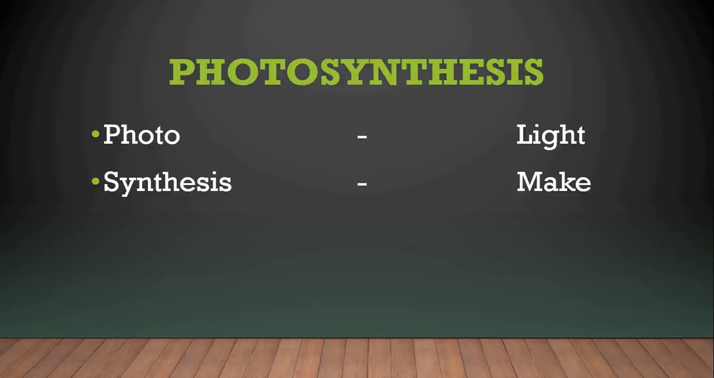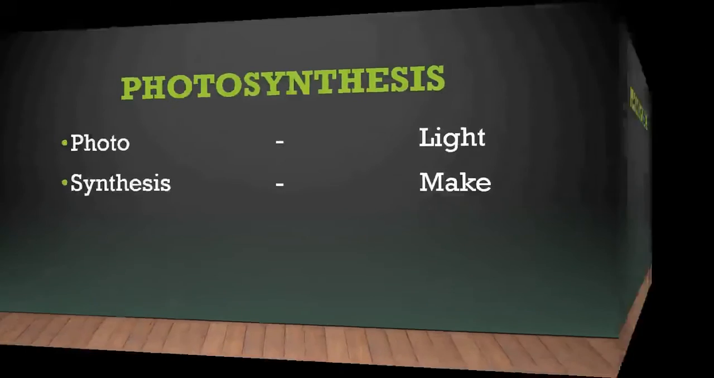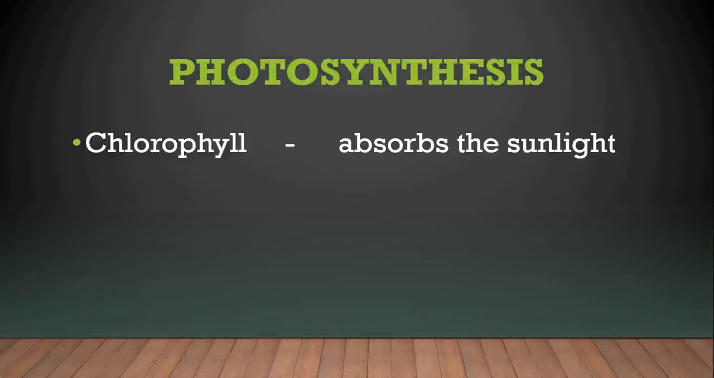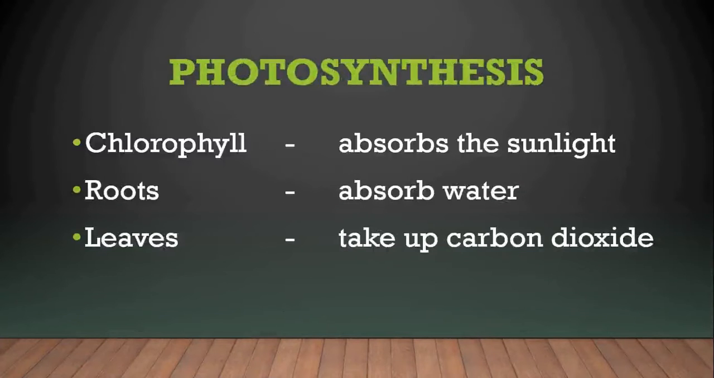Photosynthesis is the process by which plants use sunlight, water and carbon dioxide to create oxygen and energy in the form of sugar. The whole process of photosynthesis is a transfer of energy from the sun to a plant. During photosynthesis, chlorophyll absorbs the sunlight, roots absorb water, leaves take up carbon dioxide.